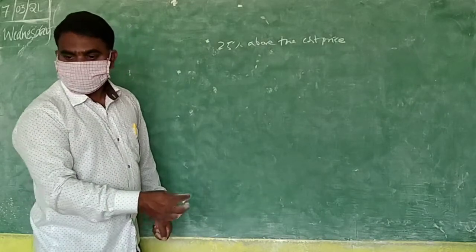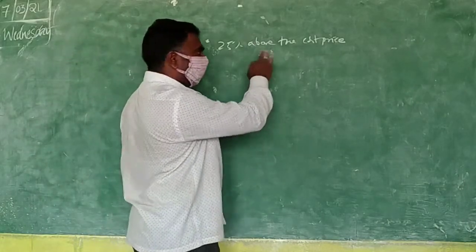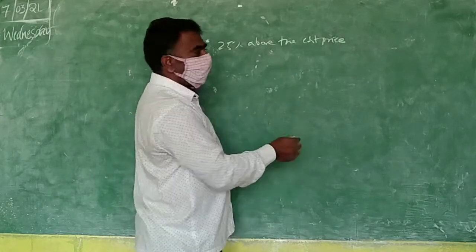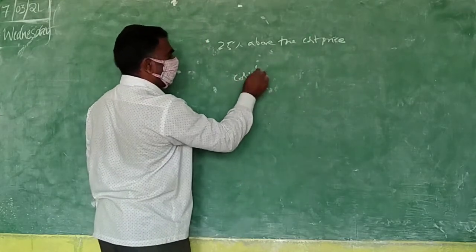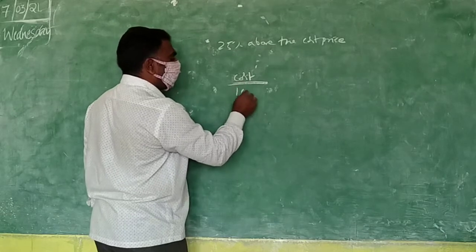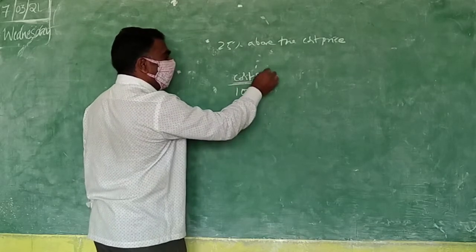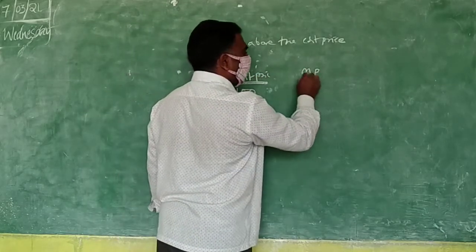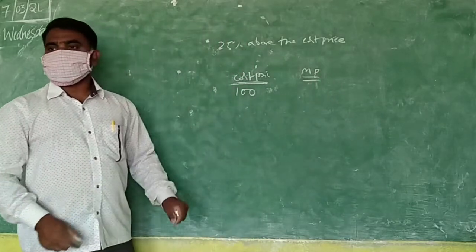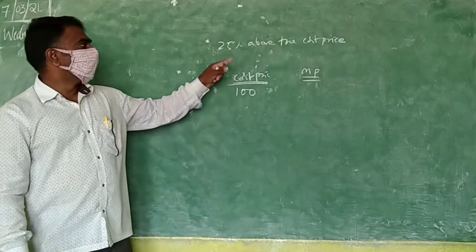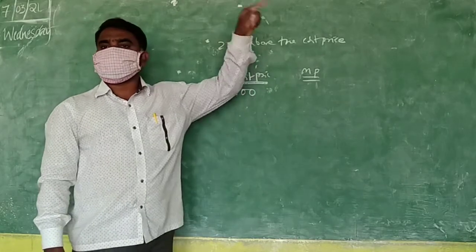What will you take? 100. Percentage means for 100 only you will take, no. So here what is he saying? Cost price is 100 rupees. On that what is he doing? Marking price. How is he marking the price here? He has taken 25% above that.